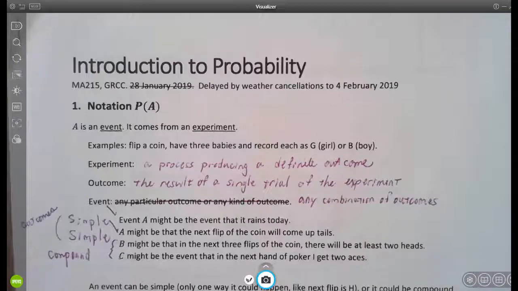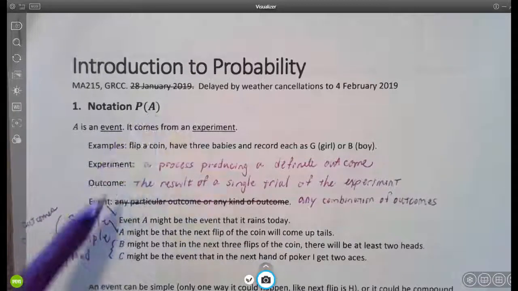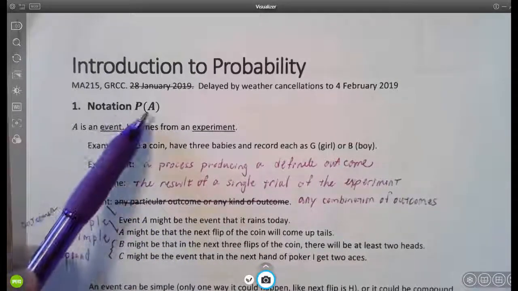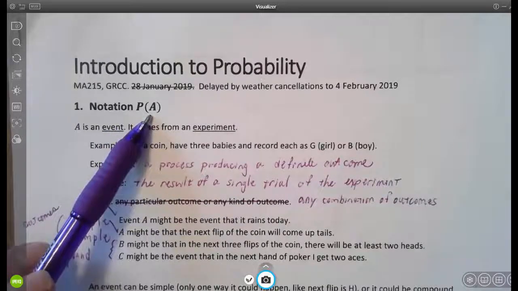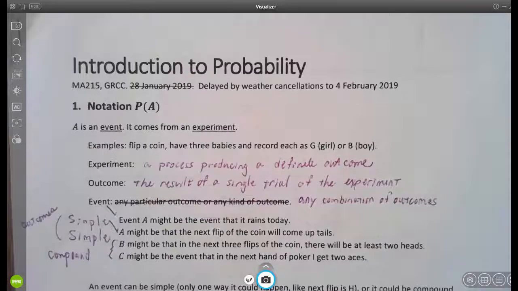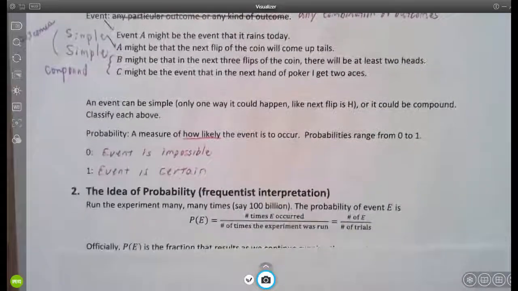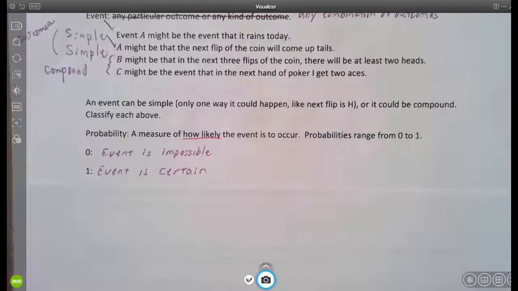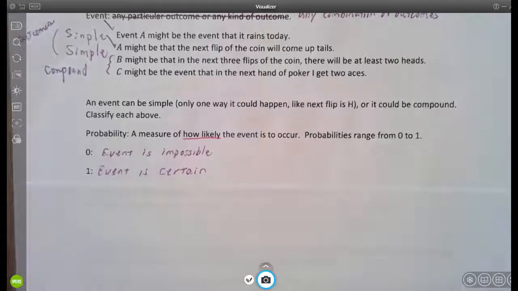All right, now, looking back at our notation here, we want the probability of an event. We've just talked about what events are. Events come from experiments, and now we'd like to know what the probability of an event is. And the probability is simply a measure of how likely we are to get a particular outcome. Now, it turns out that probabilities always range from 0 to 1. We'll say a little bit more about that in the sequel. But if the probability of an event is 0, we say that the event is absolutely impossible.